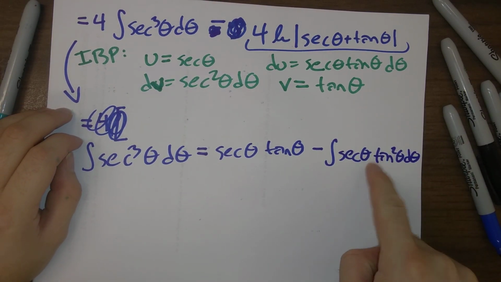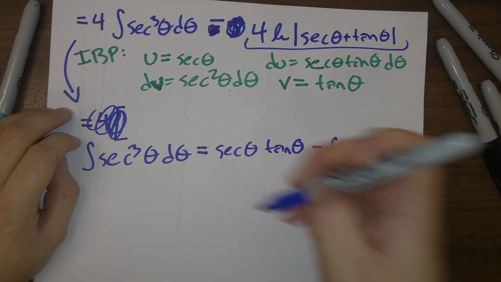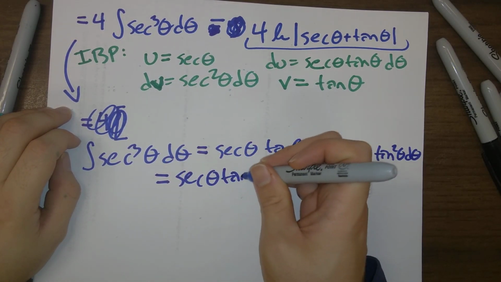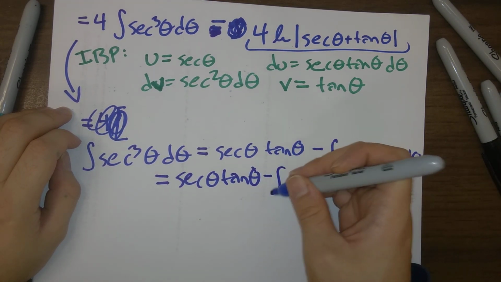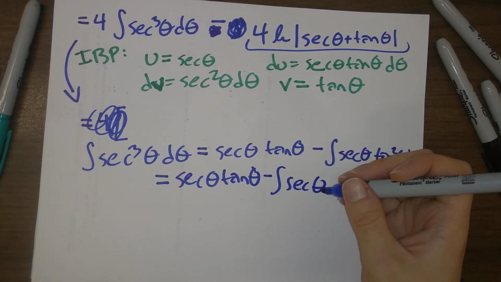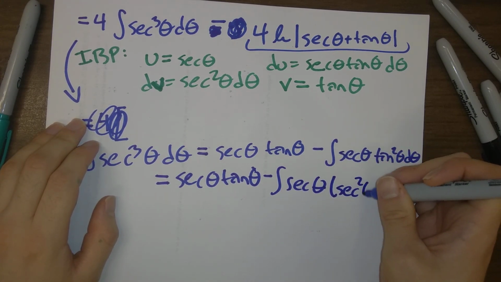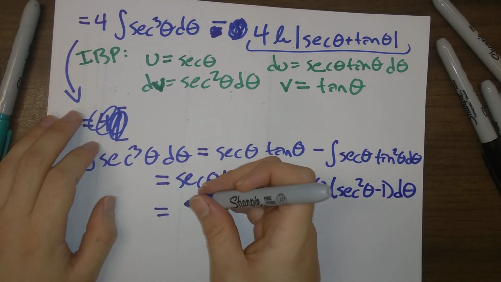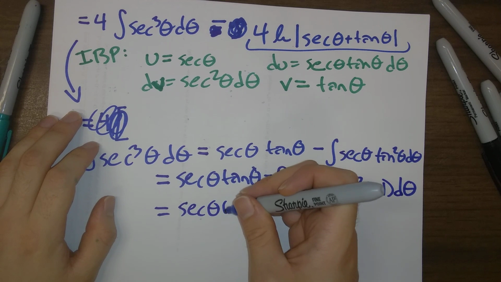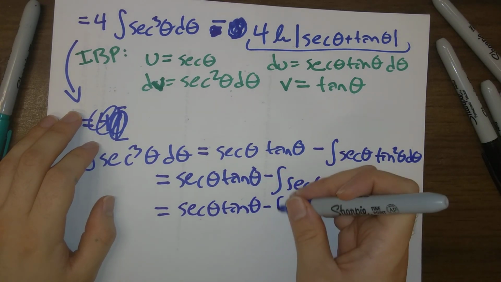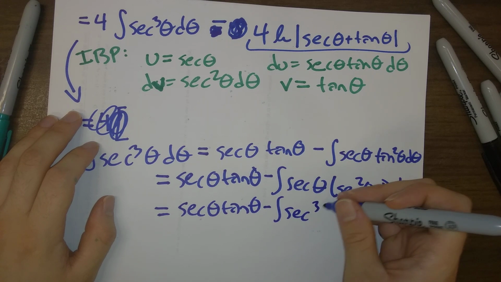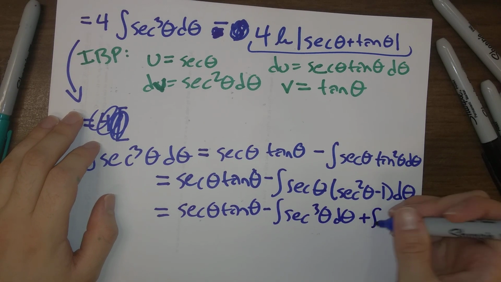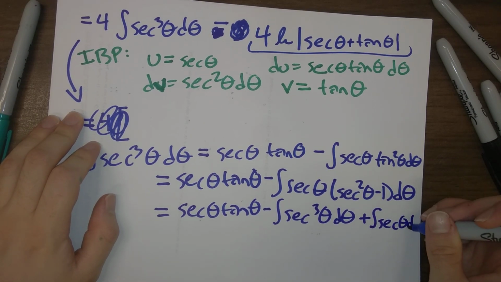Well, guess what? We've got a tangent squared theta here. Let's rewrite that once again as secant squared theta minus 1. So it might look like we're not making much progress here, but as before, it might look like we're going in circles, but we're going to be able to pull everything back together in just one moment.